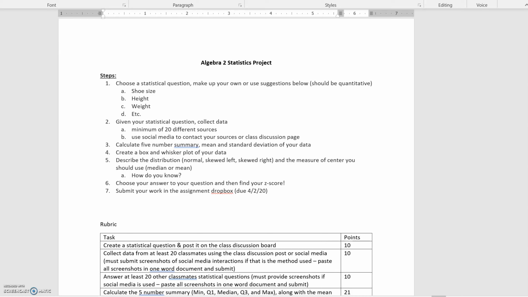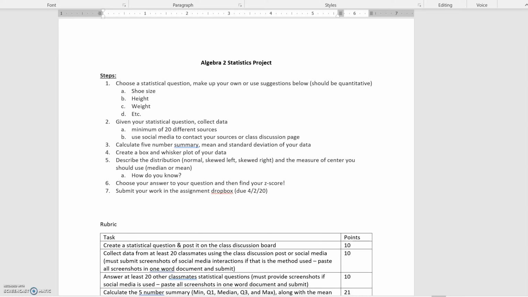So we are in our statistics unit of our Algebra 2 class for the year. We are going to do a project that is still very easy for you to do online while we are doing distance learning, but I want to explain what's expected of you. I'll also post this document on our Schoology page so you can see it as well.